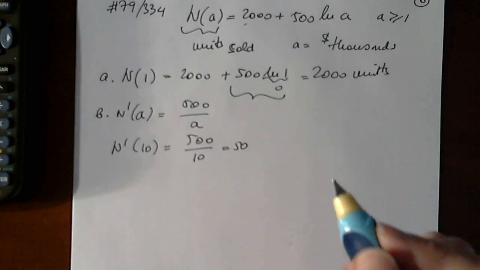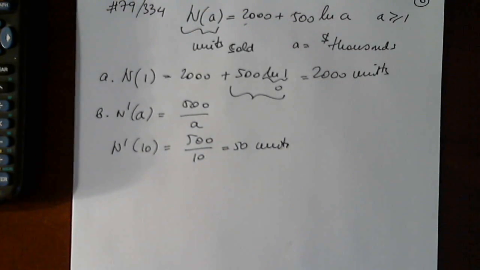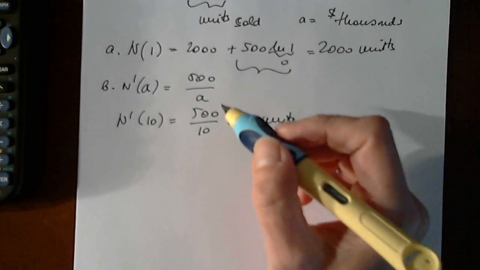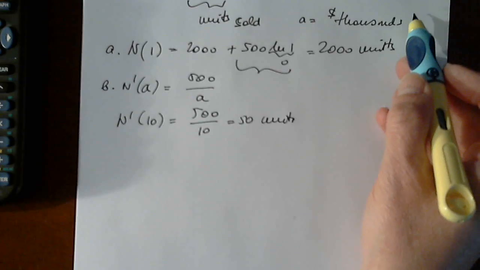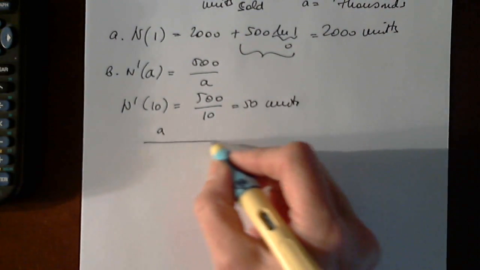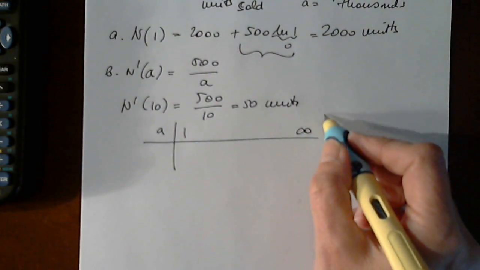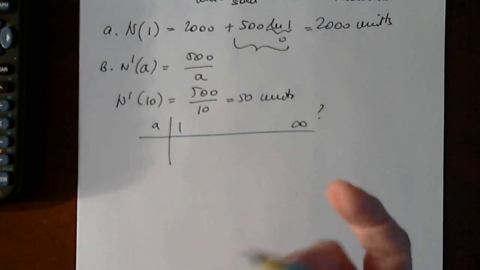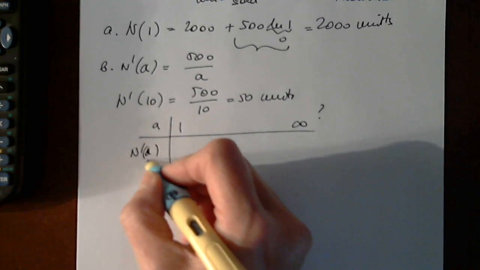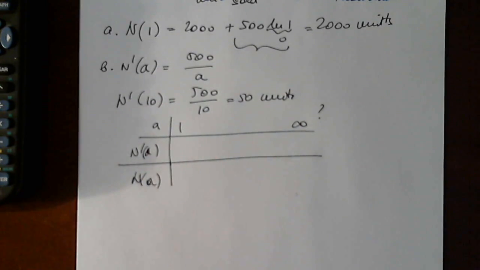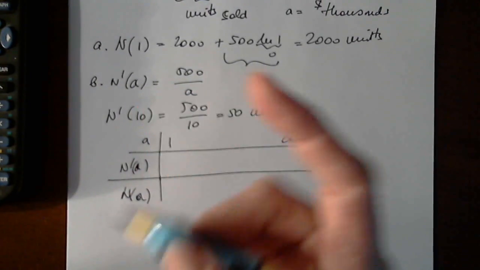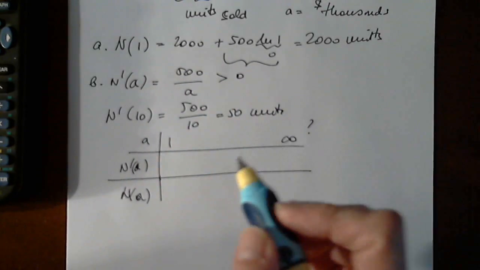And we get 50 units. Find the maximum and minimum values if they exist. So we're looking at n prime of a for a being greater than or equal to 1. I doubt that that's the infinity, but n prime of a and n of a. So n prime of a is a function that is always positive.